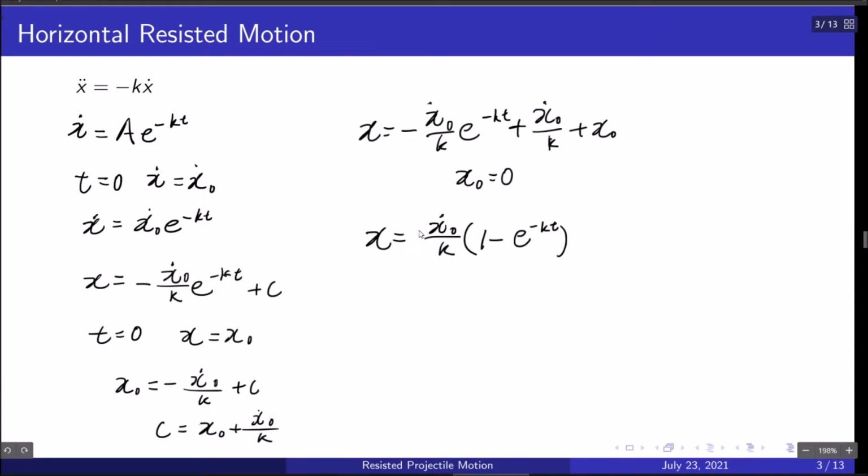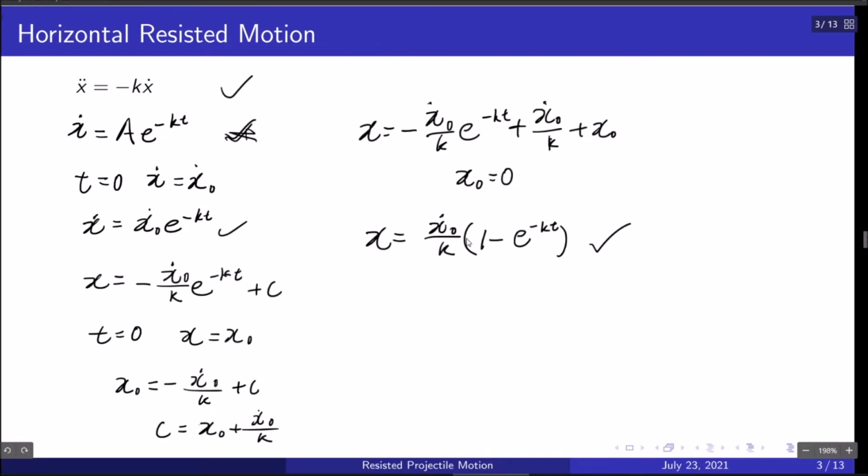So what we have is our acceleration, we have our velocity, and we have our displacement. All right, so it should be this one. Yeah, so that's the 3 equations of motion we have for the horizontal direction.